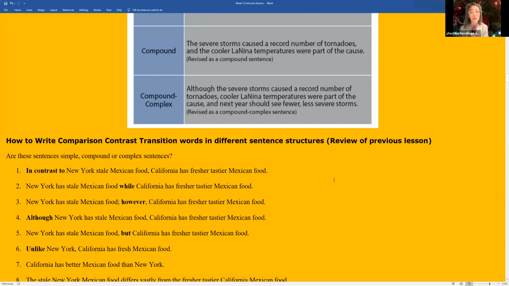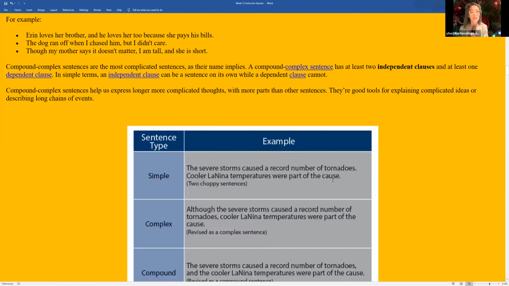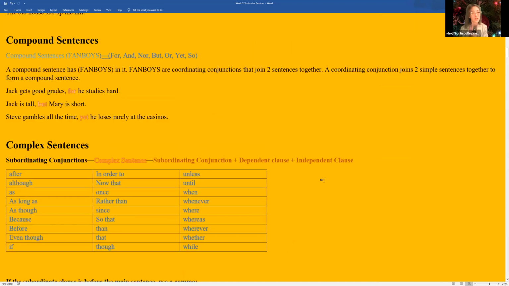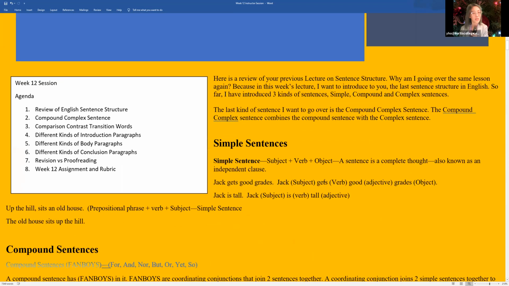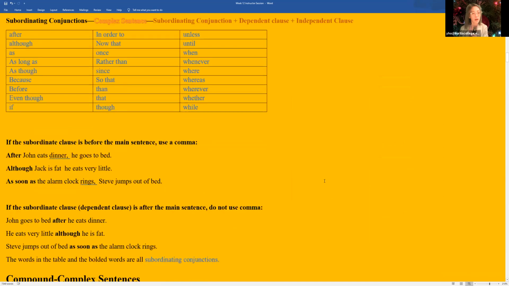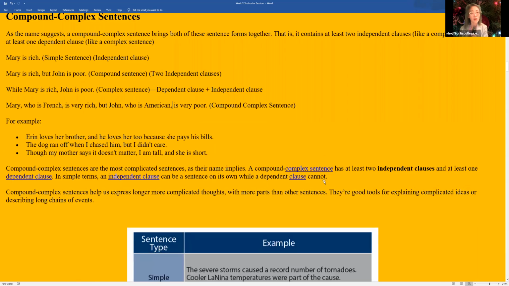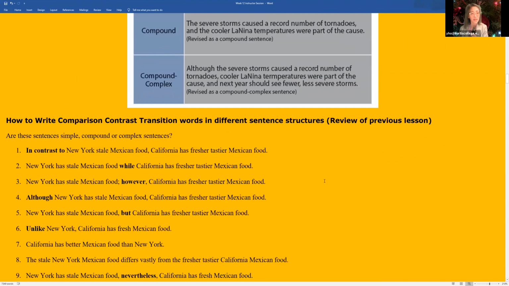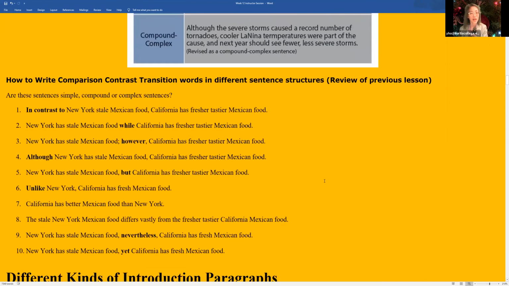And so now I'm done with all the sentence structure, and I'm done with agenda number 1, which is the introduction of the compound complex sentence. Now I'm going to move on to a completely different topic: how to write comparison, contrast. We did this already, so this is just a review of comparison, contrast, transition words that you could use in different sentence structures for your comparison, contrast final draft.